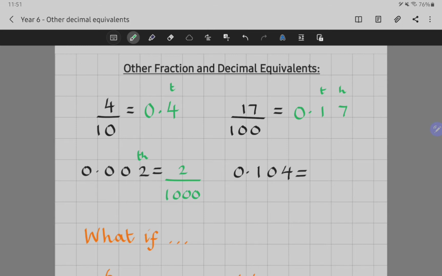0.104. I look at the last digit. The last digit is in the thousandths column. That tells me my denominator. How many of them have I got? I've got 104 of them. 104 thousandths. So it's quite straightforward when we're converting decimals into fractions, and as long as my fractions have 10, 100 or 1000 as the denominator, that's quite simple.